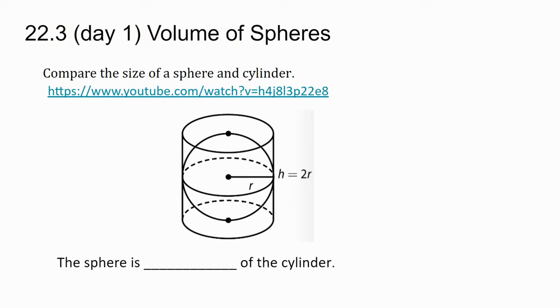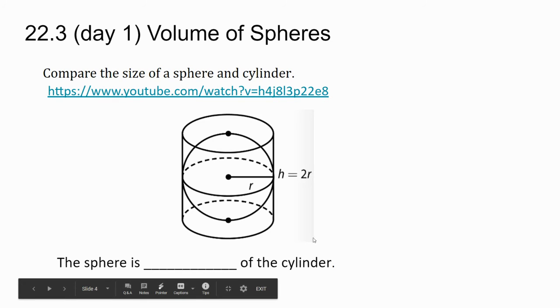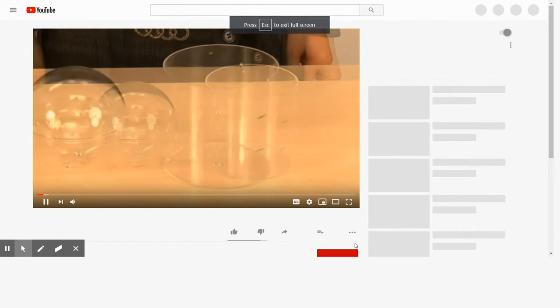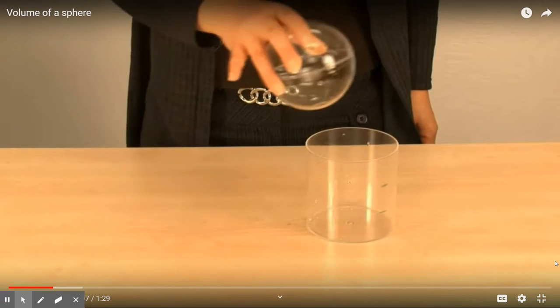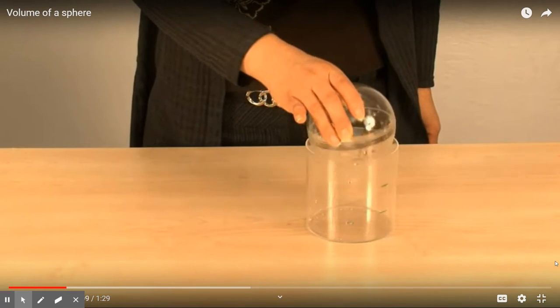Before we get started, just like yesterday's lesson, I'd like you to think about what relationship the sphere has compared to the cylinder. We are going to watch a short video to help you figure that out. In this video, we'll demonstrate the ratio of volume of a cylinder and a volume of a sphere. We have a cylinder and a sphere with the same height and diameter.